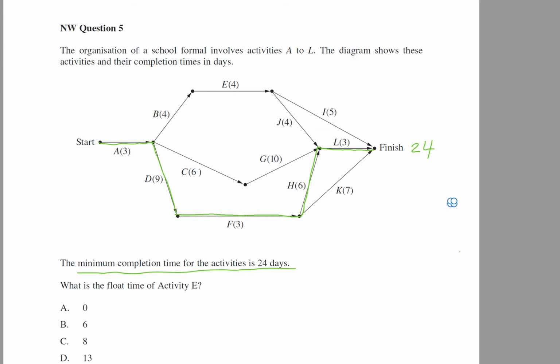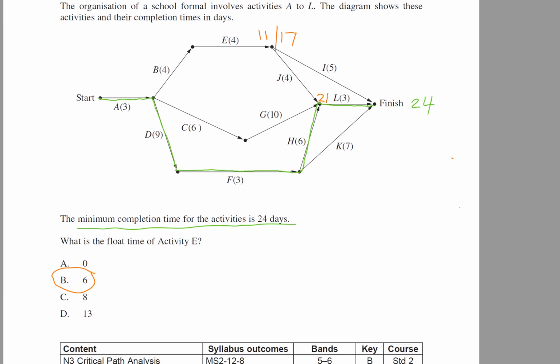Now, if we go here, it'll be 21 days to here if L is 3 and finishes at 24. So I can go backwards from there and subtract activity J, which is 4. So my latest start time will be 17. Going forward from the start, I can go 3 plus 4 plus 4 is 11. So that's my earliest start time. The difference between my earliest start time and my latest start time is my float time, which is 6.